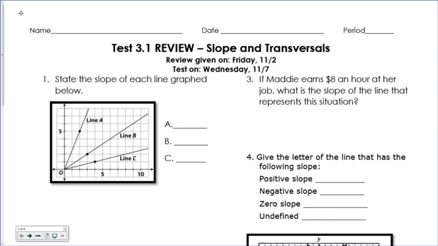3-1 test review. We're going to go over a few of the problems. As always, you can check on Canvas for the rest of the answers. Let's start with number 2.